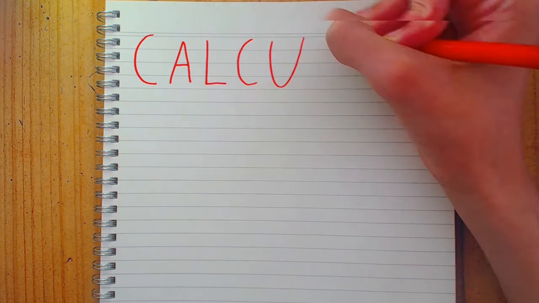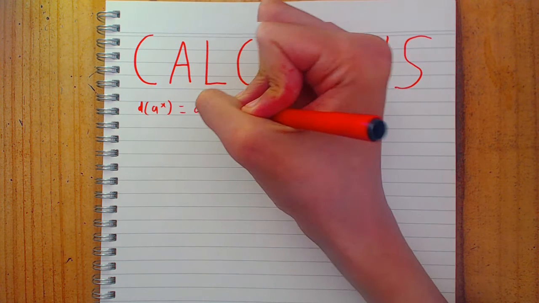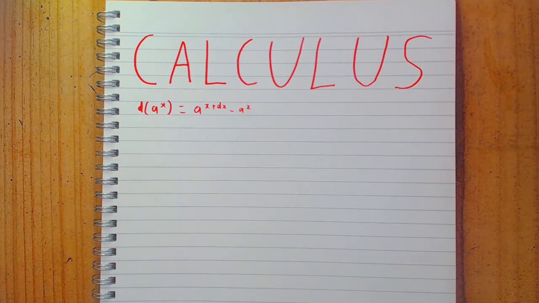This video is about differentiating exponential functions, such as a to the power of x, where a is a constant. We can try differentiating it from first principles. d(a to the power of x) equals a to the power of x plus dx minus a to the power of x. A to the power of x plus dx can be expanded using exponential laws to become a to the power of x times a to the power of dx.